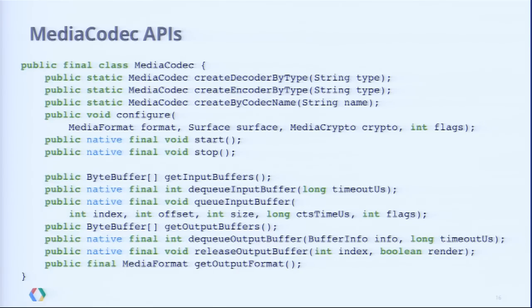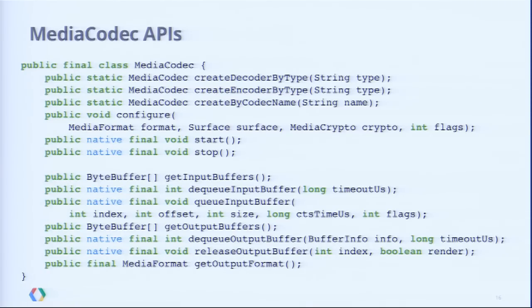The next set of APIs tells you how to use these buffers. For input, you have 3 methods. The first one is get input buffers. You can only call this method after you call start. This method will tell you the array of byte buffers used for this codec session, either an encoding session or a decoding session.